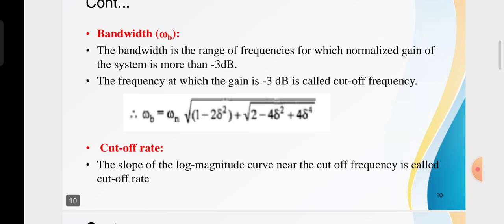And bandwidth, it is denoted by omega b. The bandwidth is the range of frequency for which the normalized gain of the system is more than minus 3 dB. The frequency at which the gain is minus 3 dB is called the cutoff frequency. The mathematical expression for bandwidth is given by omega b is equal to omega n root of 1 minus 2 del square plus root of 2 minus 4 del square plus 4 del 4.